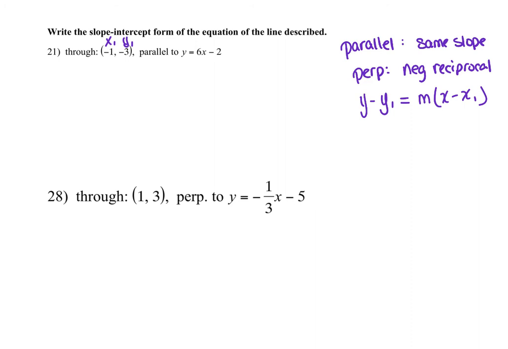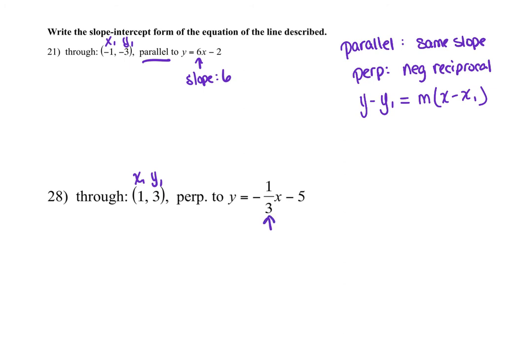They've also given you a reference line: parallel to this line, perpendicular to that line. So they technically have given you your m as well. If it is parallel, your m is going to be the same, so your slope is going to be whatever your m is, in this case 6. For perpendicular, they've also given you your x1 and your y1.